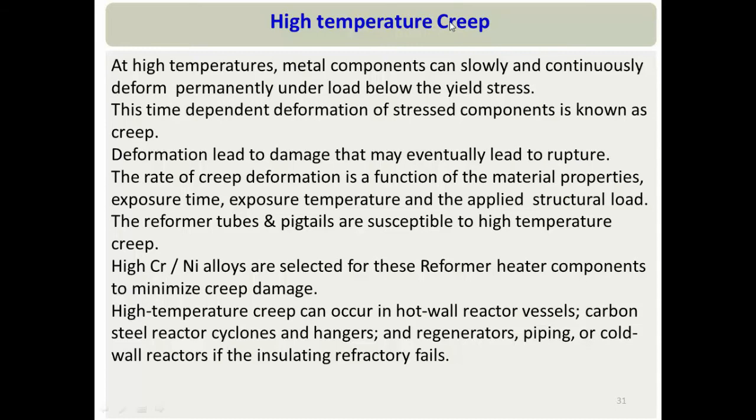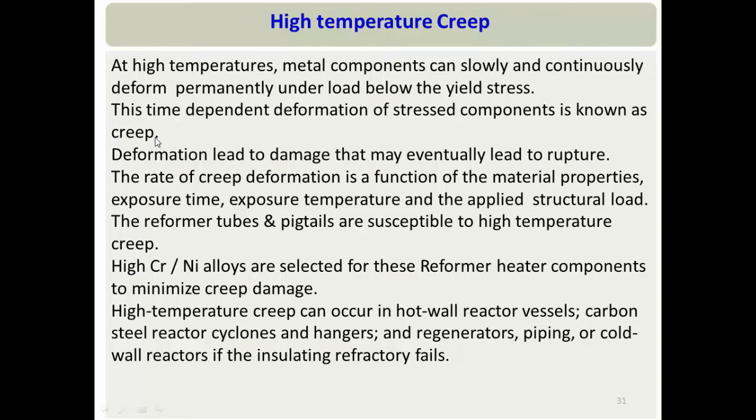Now what happens when we keep a material at very high temperature for a very long duration below its yield stress? We found that a material can permanently deform even below its yield stress if it is kept at very high temperature for a very long duration. This time dependent deformation of a stressed component is known as creep.